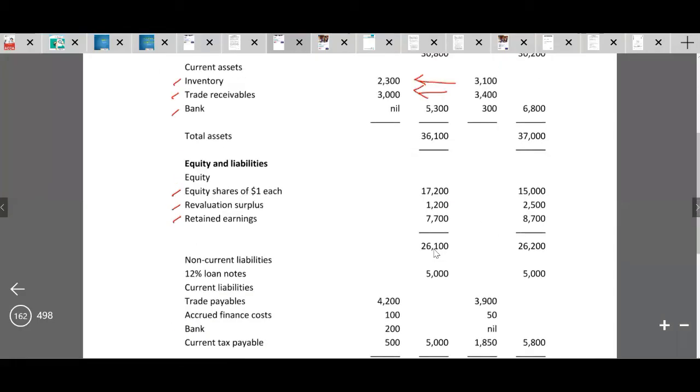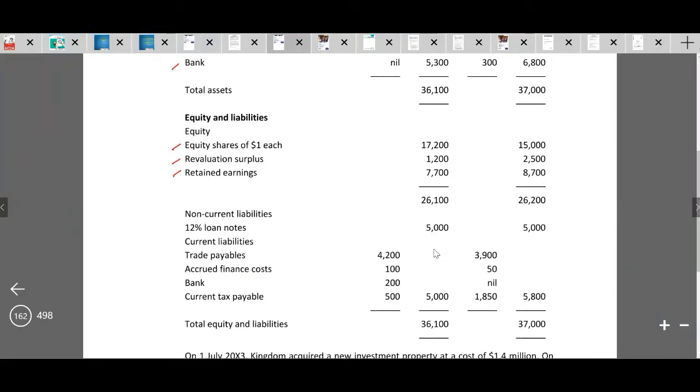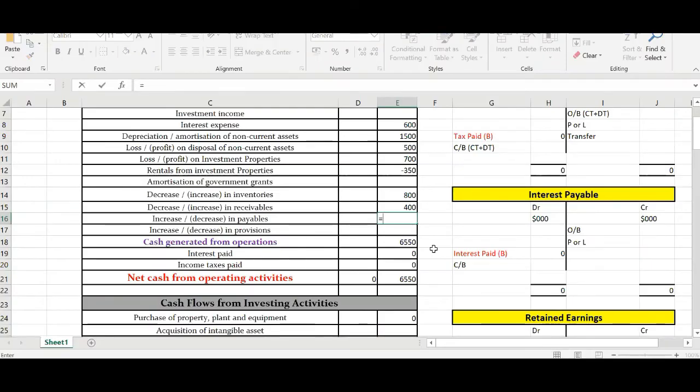Then let's go to the payables. What is the story with the payables? Okay, payables are increasing again, 3900 to 4200. So that means the supplier has given us more money because we previously owed 3900 and now we owe 4200. So basically this represents an inflow. So 4200 minus 3900. We do not have the provision in this question.